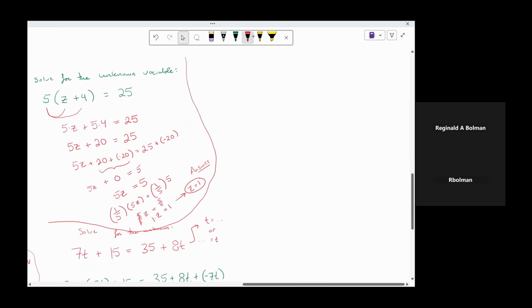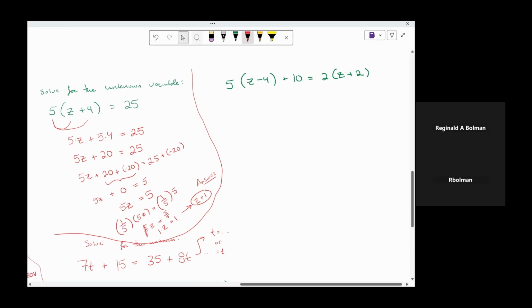All right, let's look at a more challenging distribution law problem statement. Suppose you have something like the following: 5 times the quantity z minus 4, plus 10, is equal to 2 times z plus 2. And the question, of course, asks you to solve for the unknown number.